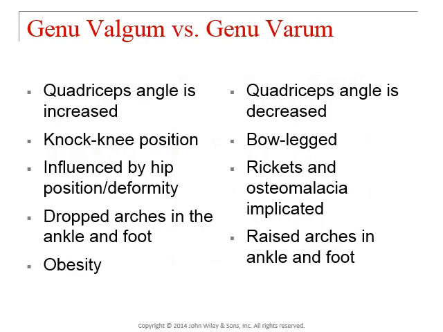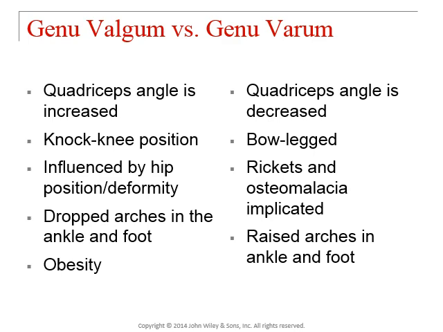So again, a checklist to determine whether someone has genu valgum or genu varum. Genu valgum is going to be more so when the quadriceps angle is increased. Don't worry about how to measure the Q angle, or the quadriceps angle. Just know that very simply when it's increased, it's genu valgum. You're going to find people being in the knock knee position.